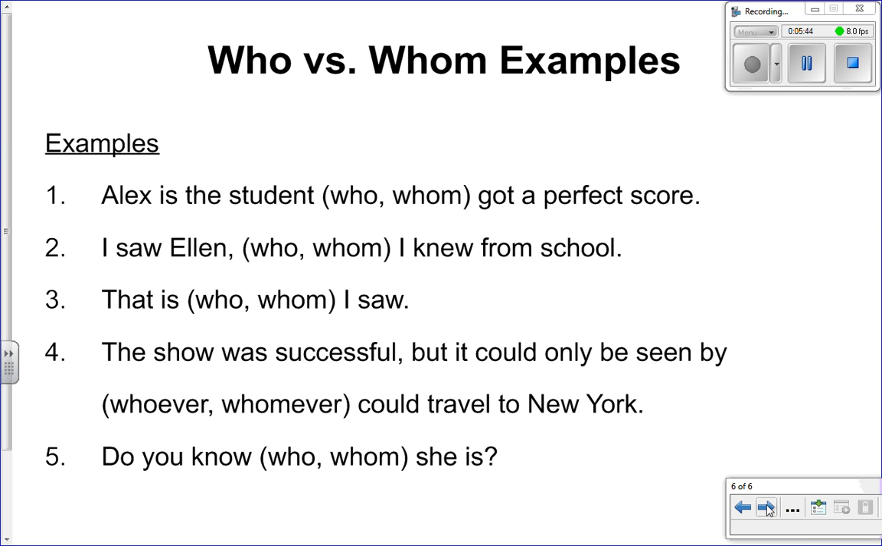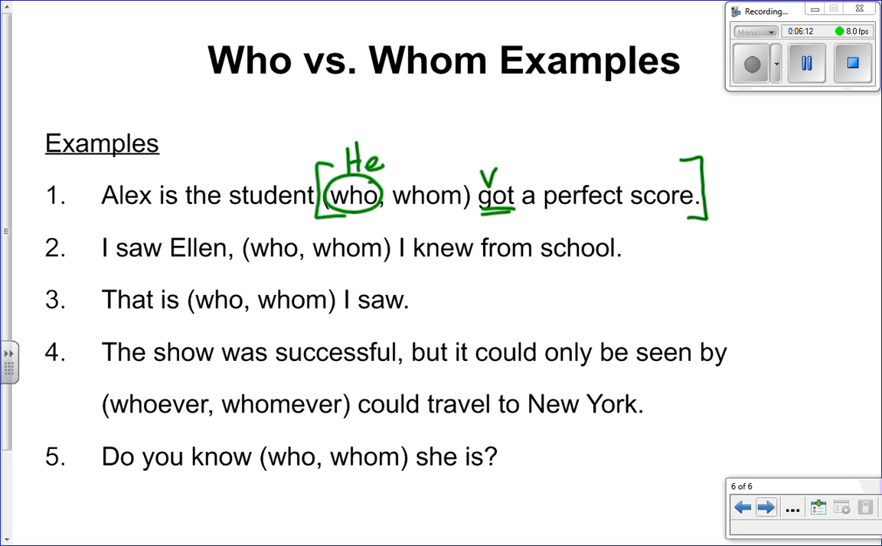All right, so first of all, Alex is the student whom got a perfect score. So first of all, isolate the subordinate clause, whom got a perfect score. Now, this pronoun whom is preceding the verb got, which means it's the subject. So I'm going to take the nominative case. Also, remember who is like saying he got a perfect score. You wouldn't say him got a perfect score.